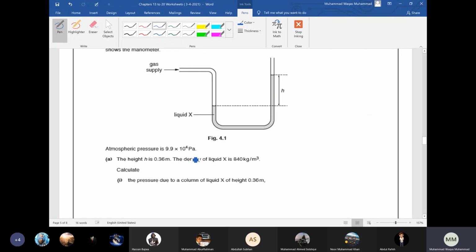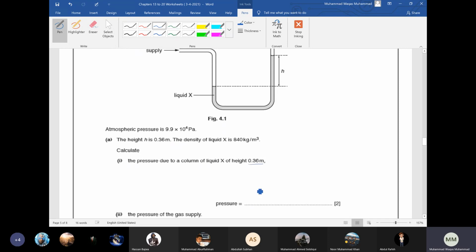Okay. Beta, atmospheric pressure is given. It's 9.9 times 10 to the power 4 Pascal. The height H is 0.36 meter. The density of liquid X is 840 kilogram per cubic meter. Calculate the pressure due to column of liquid X of height 0.36 meter. Beta, how would we calculate that?